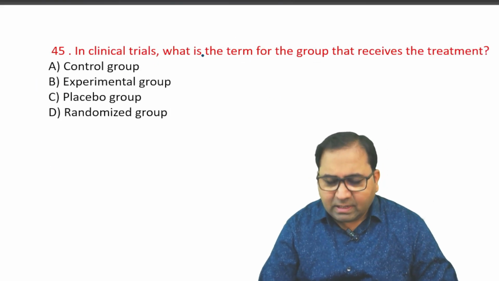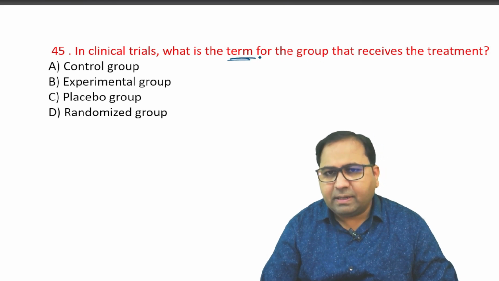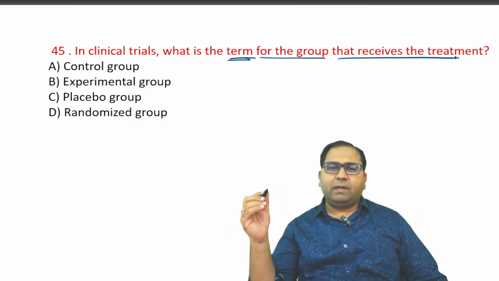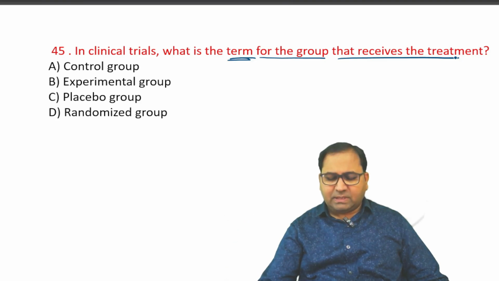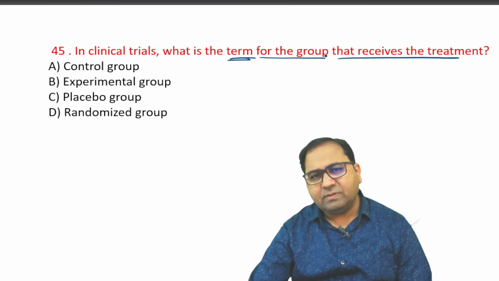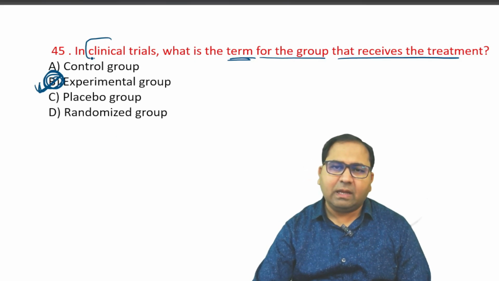Then next question. In clinical trials, what is the term for the group that receives the treatment? Options are A. Control group, B. Experimental group, C. Placebo group, or D. Randomized group. So what group receives the treatment? It is the experimental group. Please remember the answer.